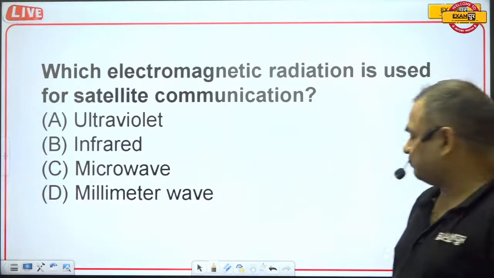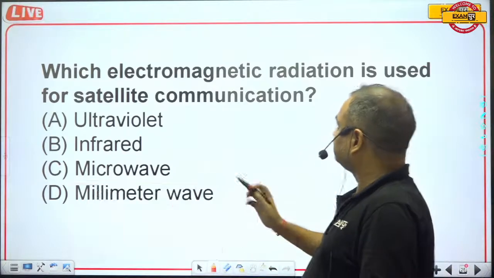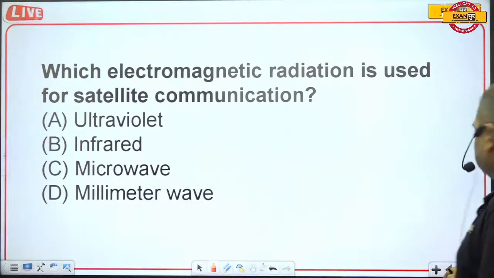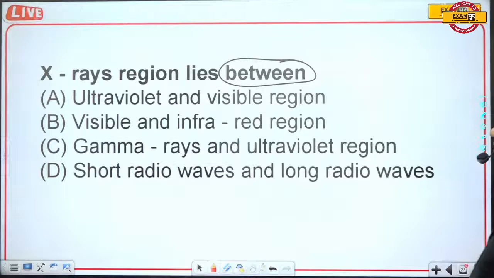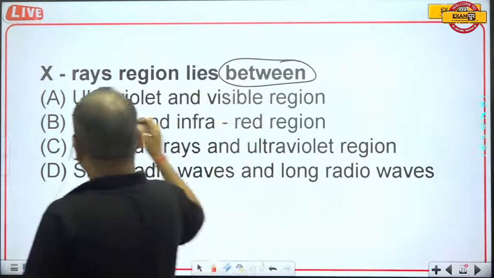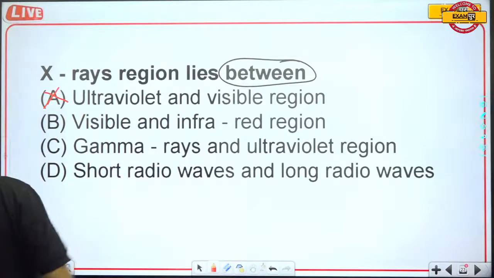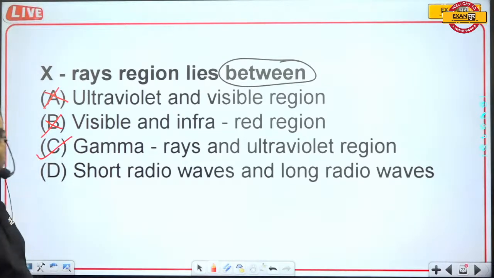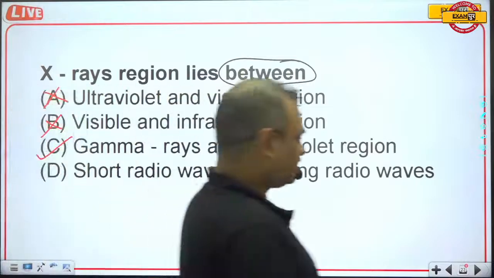So tell me, which one is the correct answer? Ultraviolet and visible region, this is the wrong answer. Visible and infrared, this is the wrong answer. Gamma rays and ultraviolet, yes, this is the correct answer. So here you can see that option C is the correct one.